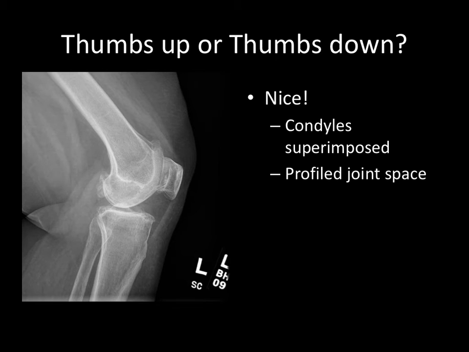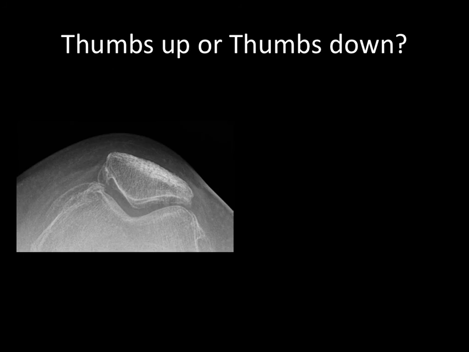Pretty good. The condyles are superimposed, and the joint space is pretty profiled. We can't see the patellofemoral joint space as well, but that's probably because of the patient's arthritis. Third case. We can see the patellofemoral joint space and the surfaces pretty well, so this looks pretty good to me.